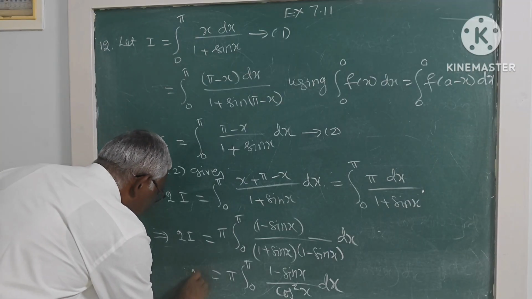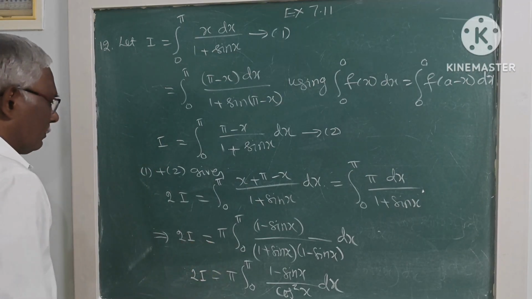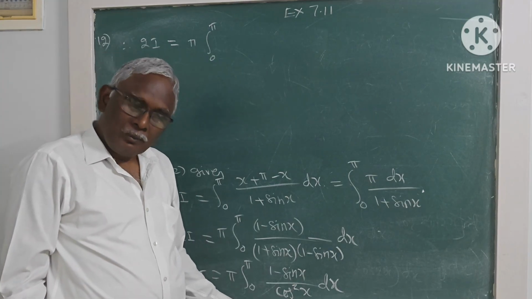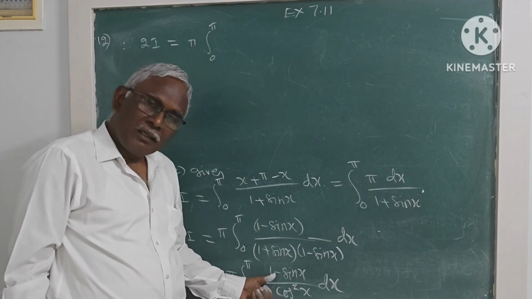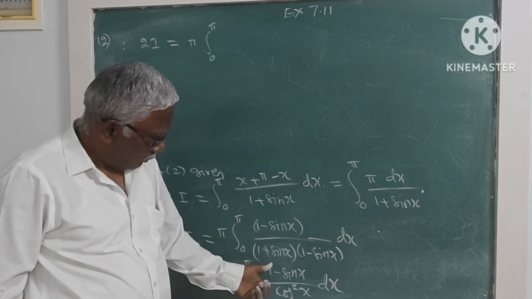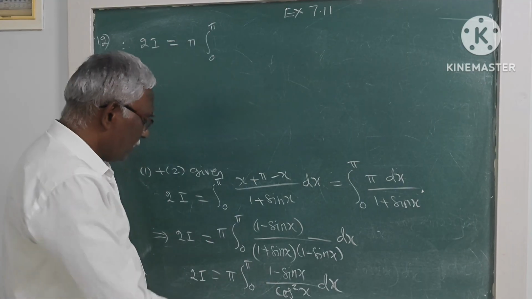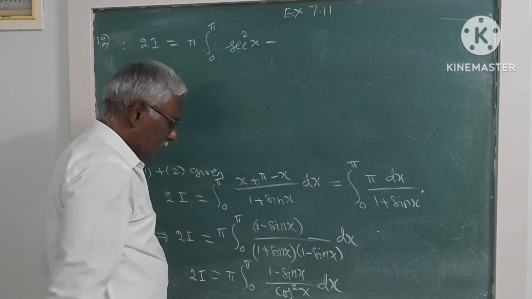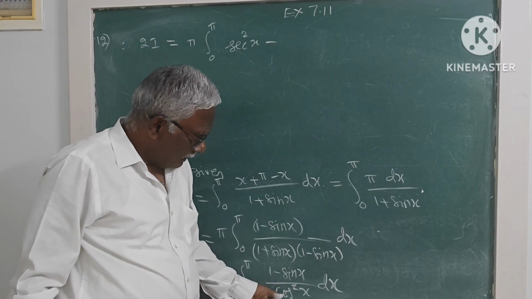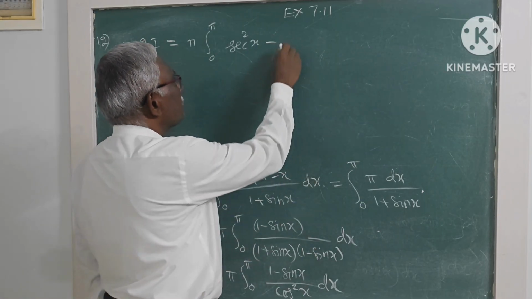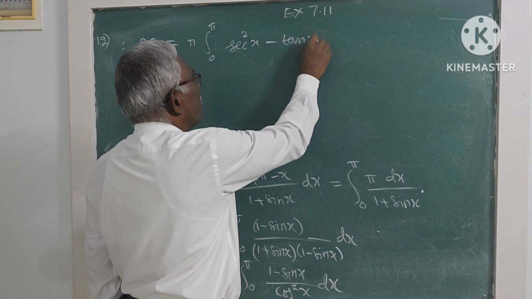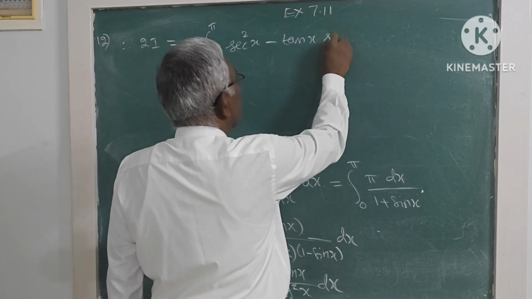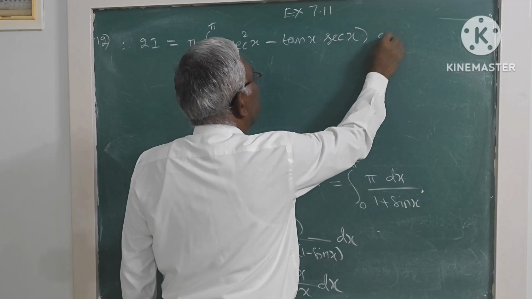This is 2i. Now how to proceed? We have to divide the numerator by the denominator. 1 by cos square x is secant square x, minus sin x by cos x is tan x, 1 by cos x is secant x, dx.